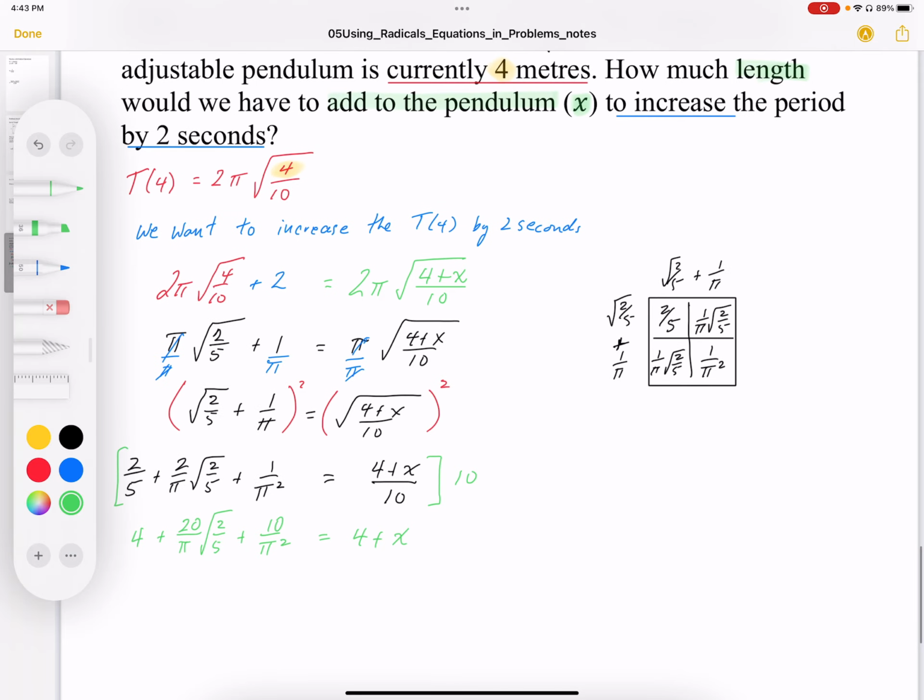And then solving for x, I'm just going to subtract 4 from both sides, which means that those 4s cancel out. I'm left with 20 over pi times the square root of 2 fifths, plus 10 over pi squared, and that's my final answer. And if I want to work out that decimal value, it will be the same decimal value that I got in the previous solution.